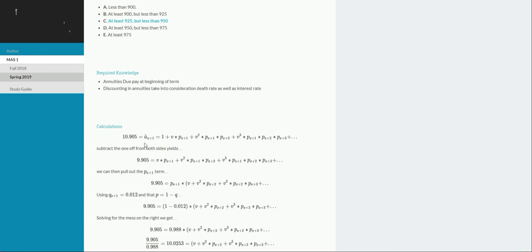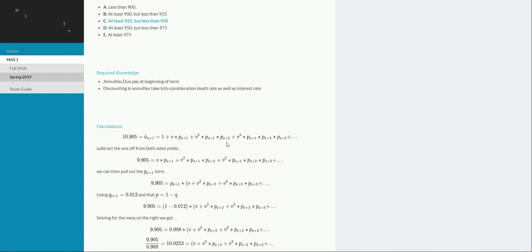Again, an annuity due means you get a dollar payment at the beginning of each term. For the first year, I get a dollar payment immediately, and since I get it at the beginning of the term, it doesn't need any discounting. The second payment has to be discounted one term, that's this v, and it only applies to those who live to see the second payment. So P subscript X plus 1 is the conditional probability that you live from the previous term to the following term.